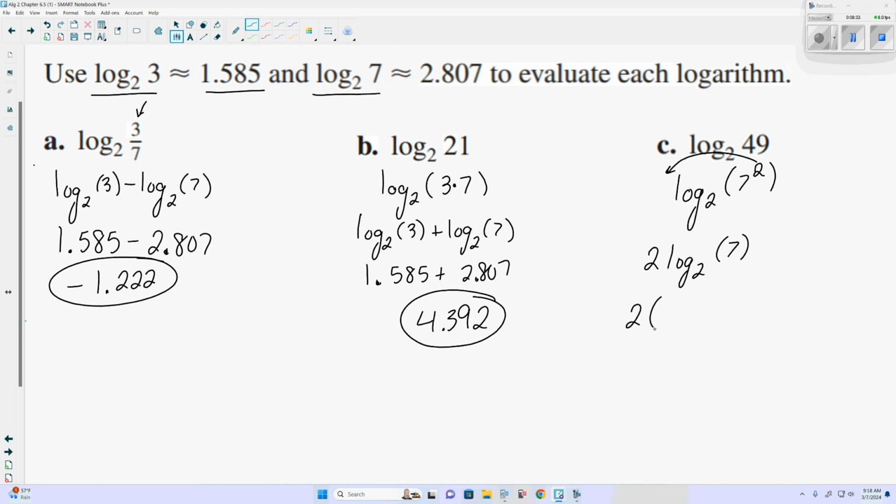Would you times it by the number that it turns into? Yeah, so we would take log base 2 of 7 as 2.807, and then we'd multiply it by 2. I believe it's 5.614. That's it.